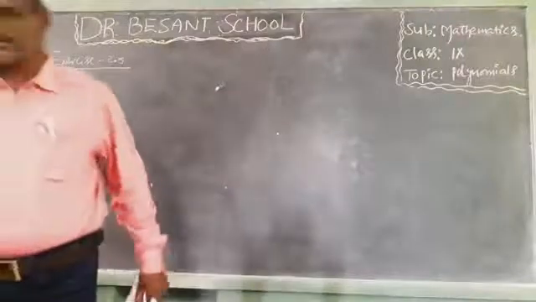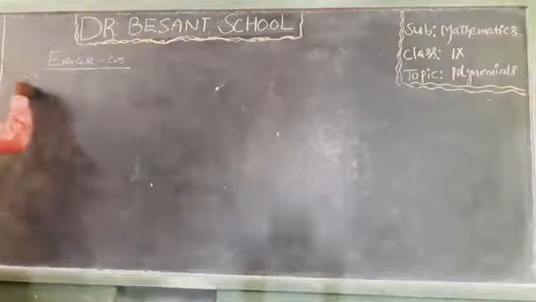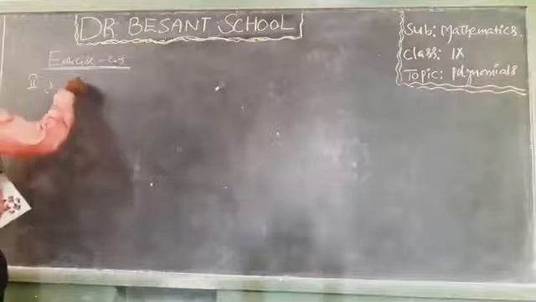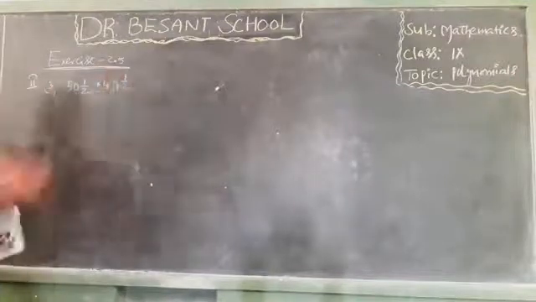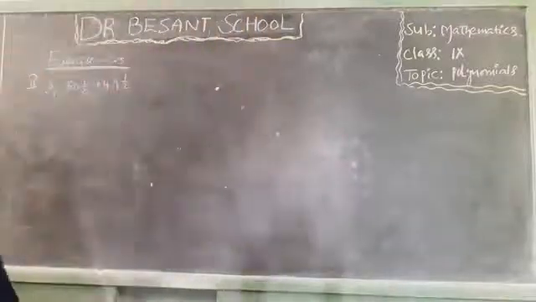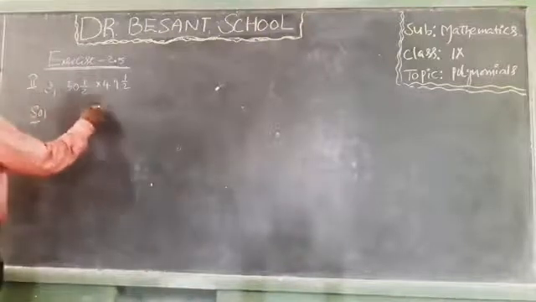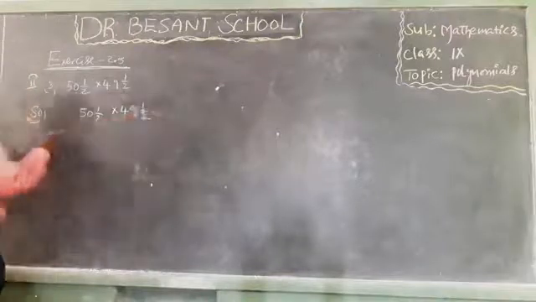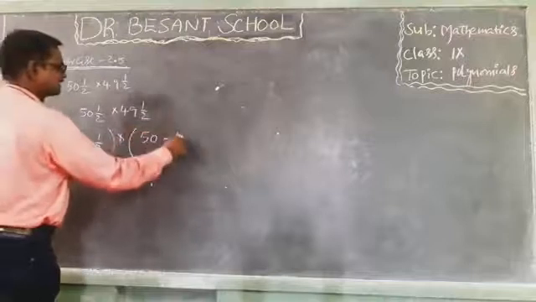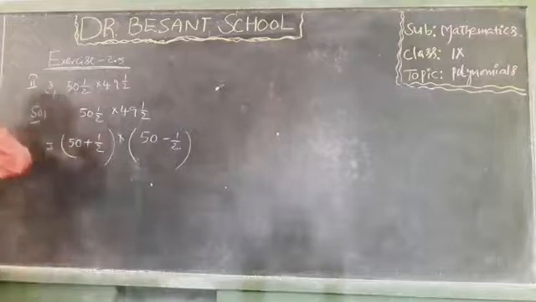Children, verify some other problem. The third one from the second Roman, exercise 2.5. This is 50 and half into 49 and half. Solution: 50 and half, that is 50 1 by 2, into 49 and half, that is 49 1 by 2. It can be written as 50 plus 1 by 2 into 50 minus 1 by 2. 50 minus half is 49 and half, and 50 plus half is 50 and half.